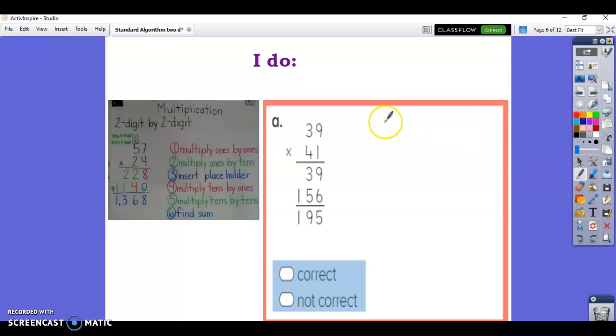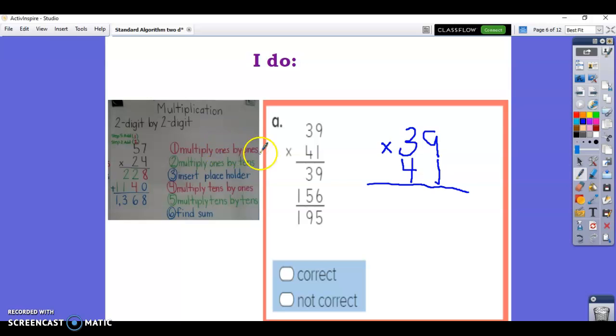Okay, so here is one that we are going to look and see if the steps are done correctly. So we're going to follow the steps on our anchor chart, and I just want you to put your pencils down and watch along as I go along with this. So I'm going to recreate the equation over here. I have 39 times 41. So again, just follow along as we go through.